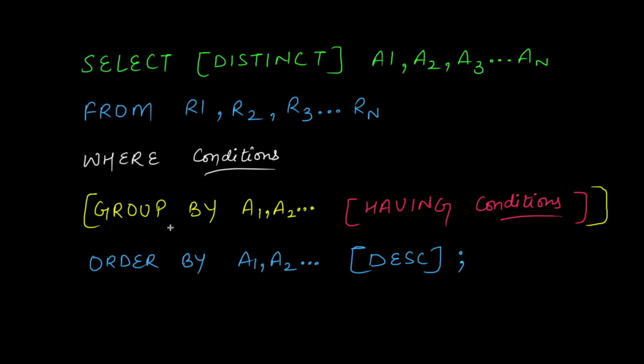Then we have a group by clause. Then we have some attributes, for example group by student name, group by age, like this. And with group by, we may have some having conditions also, for example having sum of some attribute is greater than or equal to something, like this. And then the order by clause. Order by helps us to get the data in some ordering.